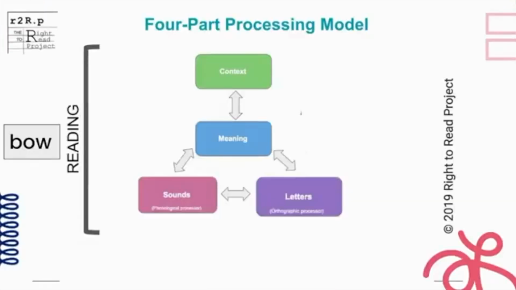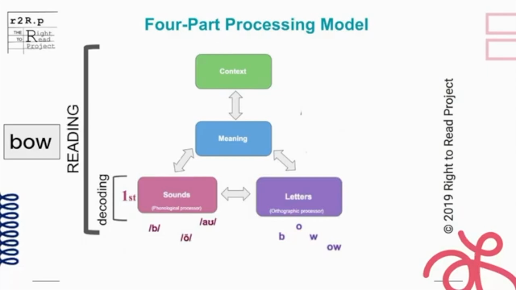Let's go through the process step by step. Take a look at the word printed in the gray box on the left-hand side of the screen. First, the orthographic processor perceives the letters and the letter patterns in the word. Through our brain's knowledge of letter-sound correspondences, the phonological processor assigns phonemes to each letter or letter pattern and then blends them to create a pronunciation of the written word. In this case, two pronunciations are possible, bow and bow. This is the first step in reading, decoding.